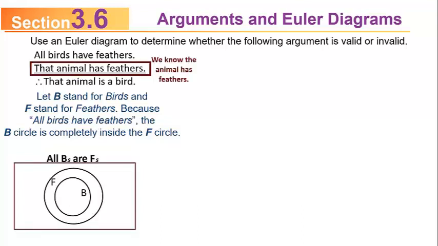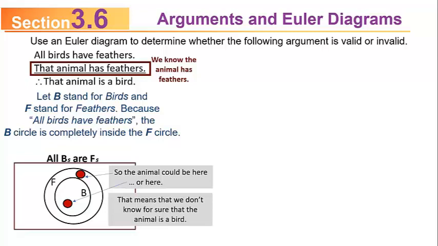According to the second premise, we know that the animal has feathers. So the representative dot has to be somewhere in the feather circle. It could be inside the feather circle but outside the bird circle, or it could be inside the feather circle but also inside the bird circle. And that tells us immediately that we don't know for sure that the animal is a bird. That being the case, that animal is a bird is an invalid argument, because we could illustrate it either way and have a correct illustration.